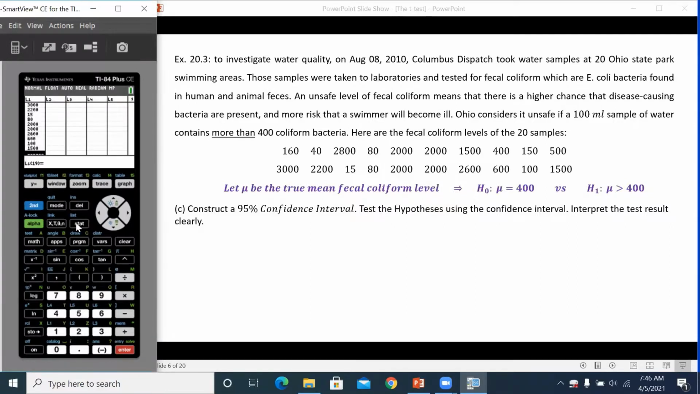All right, I entered the complete dataset. Now I need to construct a 90% two-sided t confidence interval. For that, I will go to Stat, select Tests, and then I have to select number 8, t interval.